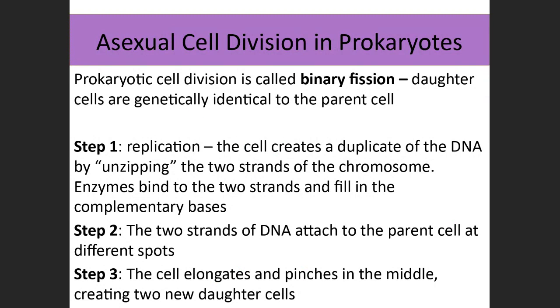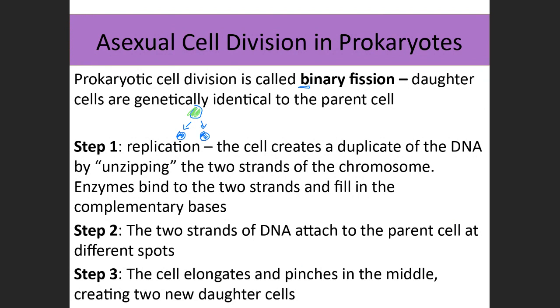So you start with 1, and it replicates into 2, and these 2 at the bottom that I'm coloring in blue are identical to the one that started, that I'm coloring in green here. They're genetically identical. When they divide, that's called binary fission. Bi means 2, and fission means to divide. Fusion is coming together, fission is coming apart. So we've divided into 2 parts.